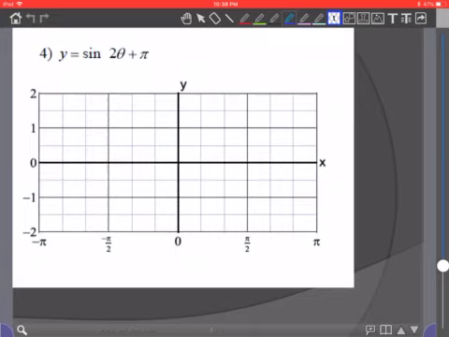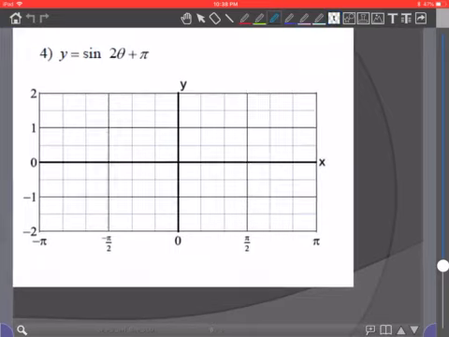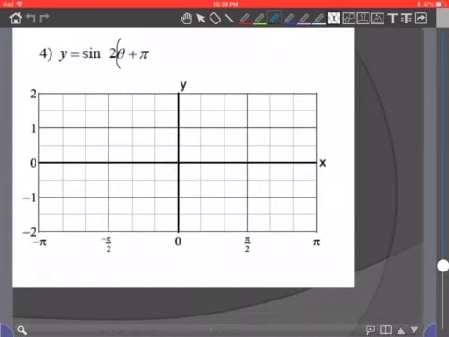Number 4. First of all, there should be parentheses right here. That pi is shifting left and right, not up and down. If it's ever pi, it's a left or right transformation. Numbers 2, 3, 4, -1, -2, that would be an up or down.